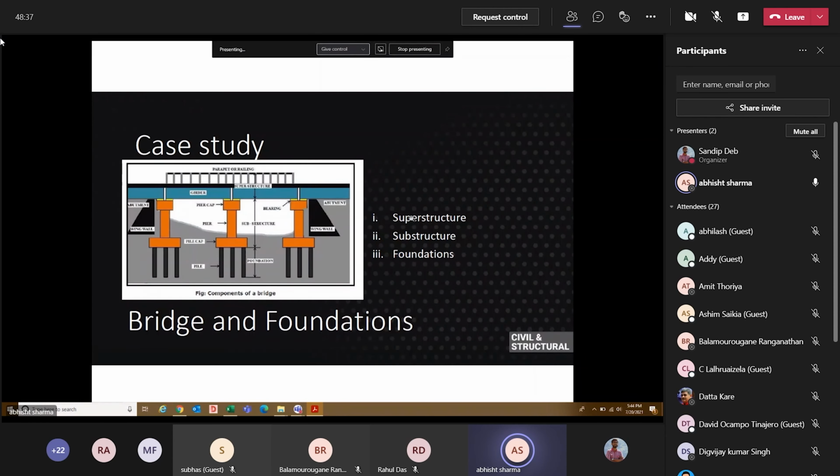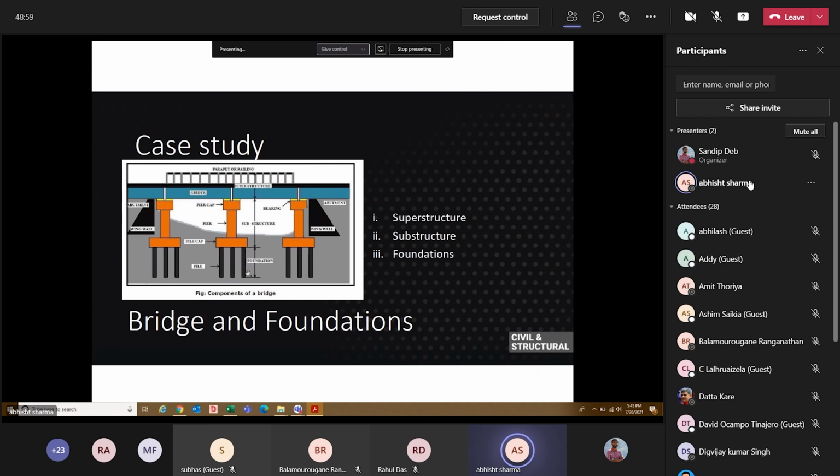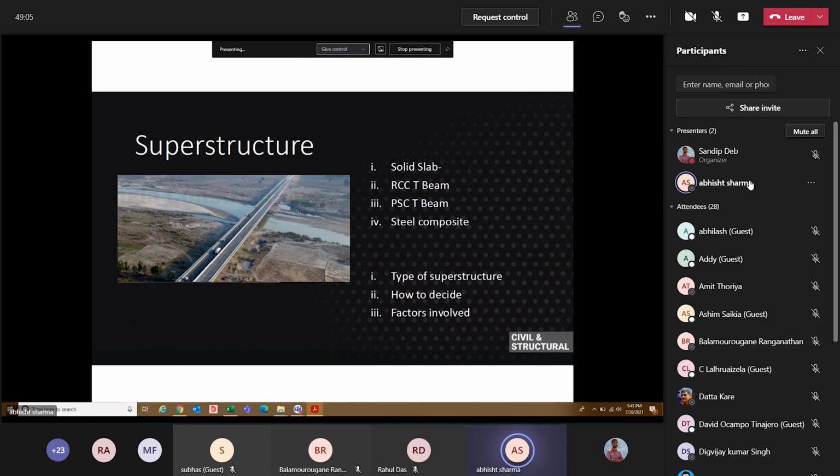You can see the superstructure. So everything that you see above this yellow line, which is nothing but the bearing, is known as superstructure. And everything which is below the yellow line is known as substructure till the ground. And below the ground, we have the foundations. So basically, we have these three components: superstructure, substructure, and then the foundations.